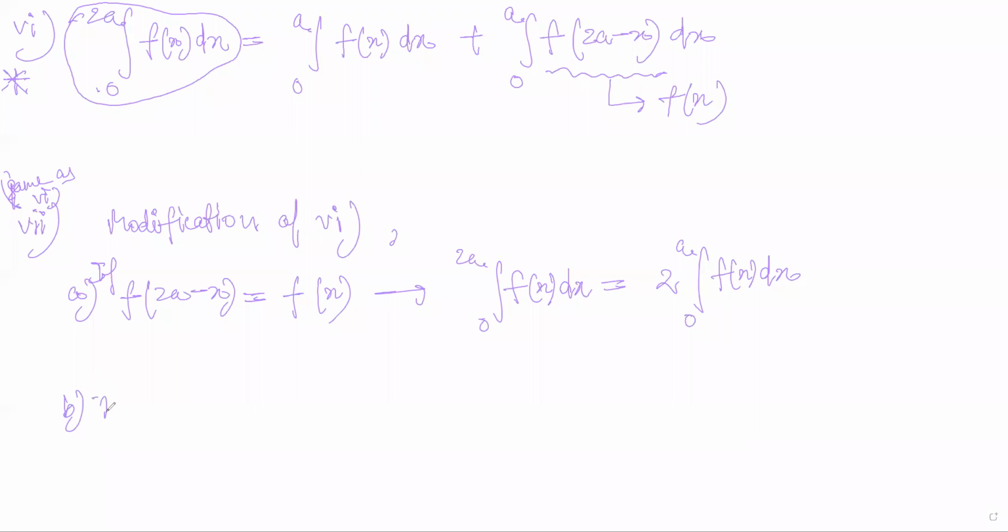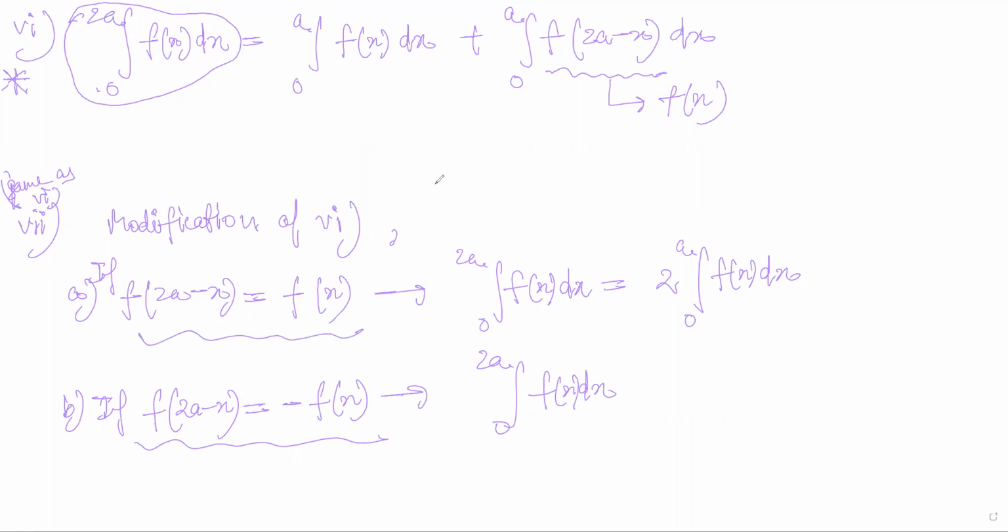But if this f of 2a minus x becomes minus of fx, then your integration becomes 0. And just simply use these substitutions. If you apply them into sixth, then you'll get these answers. You'll get the answer as 0. So these are particular cases of sixth. Seventh is basically a particular case of sixth.